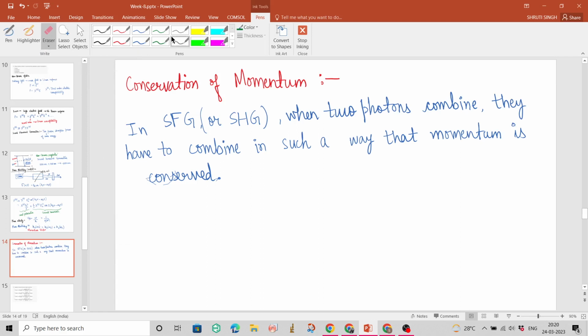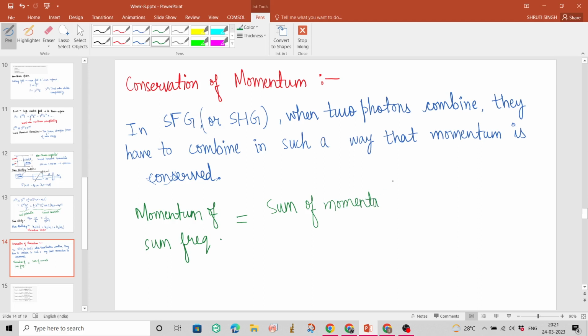Pen is writing on its own today. So what I'm saying is the momentum of the sum frequency should be equal to the sum of momenta of the combining photons. Correct? So this is the phase matching condition.